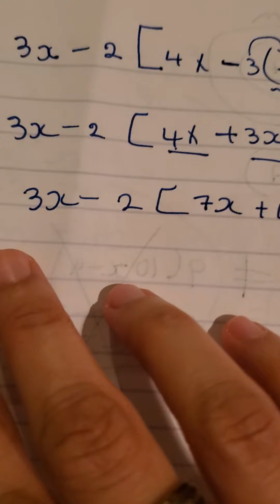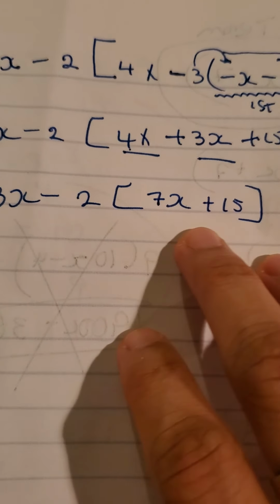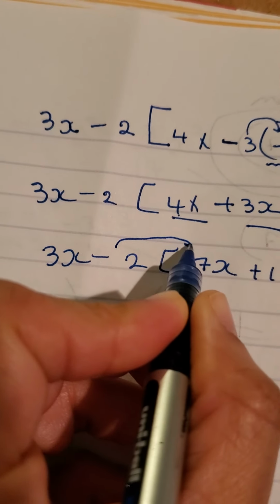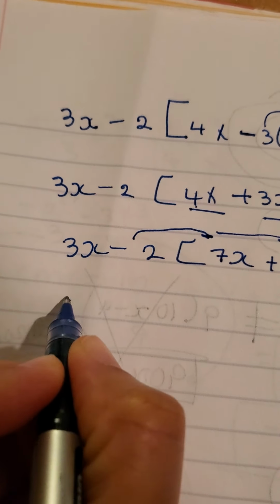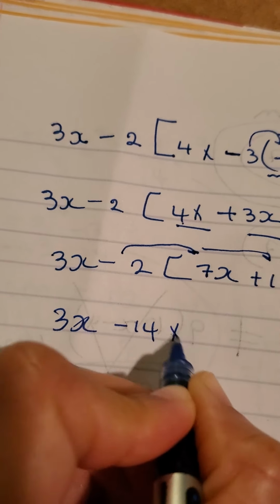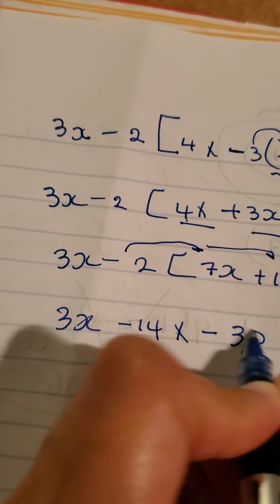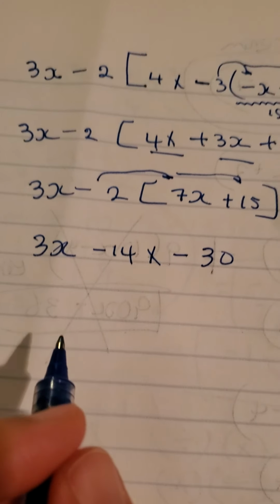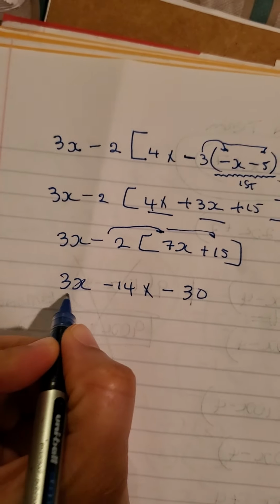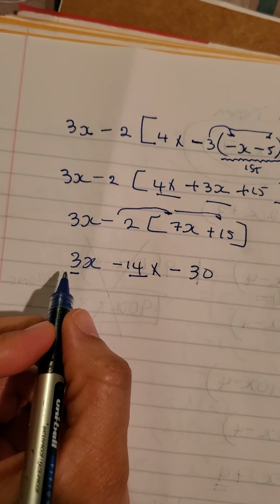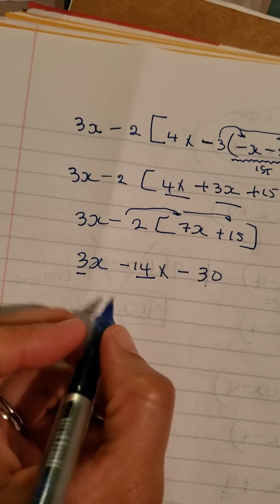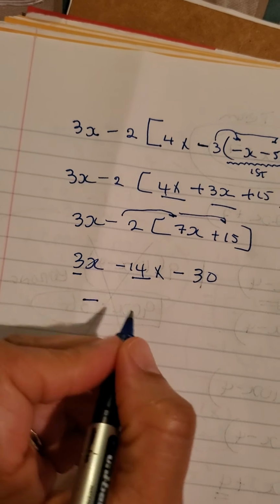Now I can apply my distributive property because there's nothing more for me to simplify. So I'm going to use this negative 2 factor outside. That will be negative 14x minus 30. And then I can see further that I have more terms to simplify. So I'm just going to work with the coefficients of positive 3 and negative 14. Unlike signs, when it's terms, subtract and keep the sign of the greater magnitude.